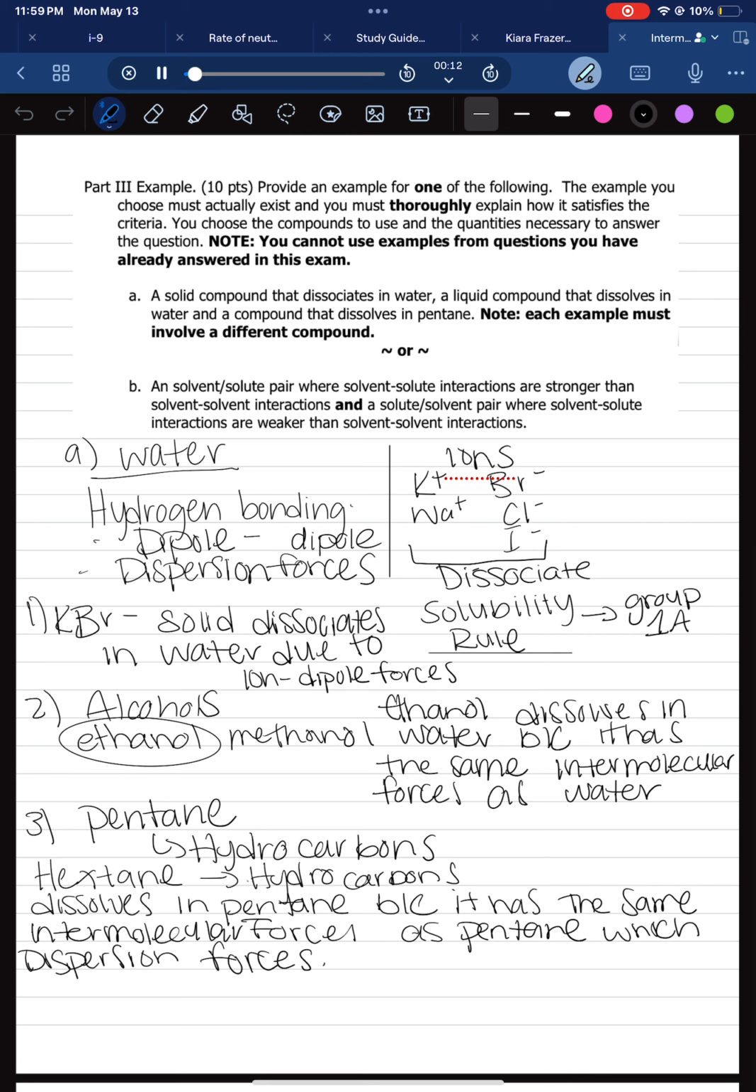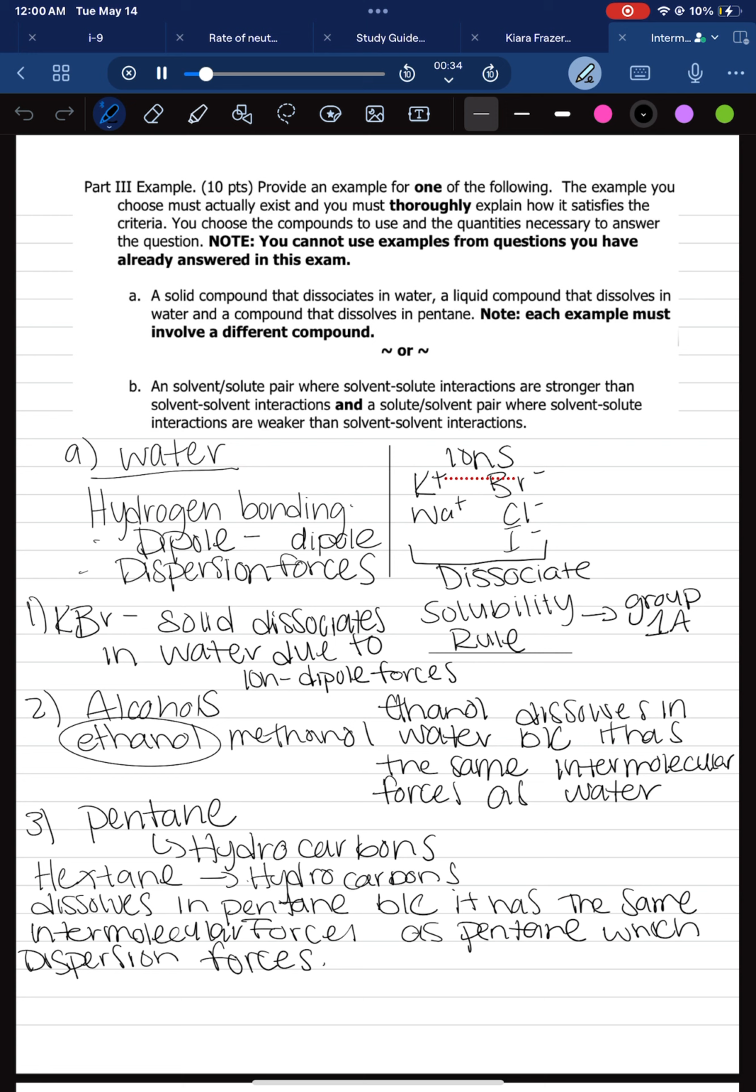Part A is going to ask us for a solid compound that dissolves in water, a liquid compound that dissolves in water, and a compound that dissolves in pentane. So first we need to know all the intermolecular forces that water contains, which is hydrogen bonding, dipole-dipole, and dispersion forces.